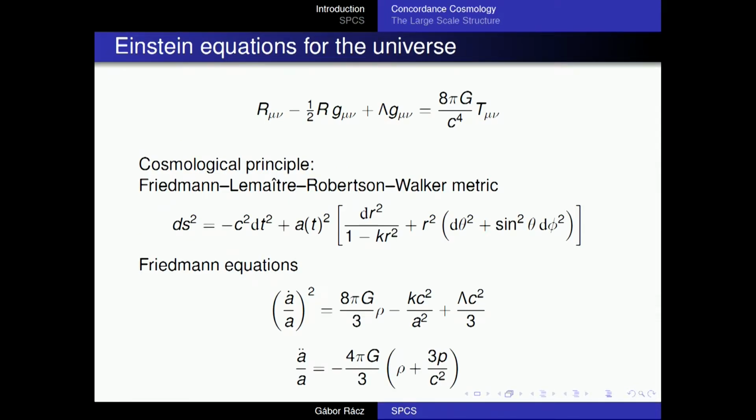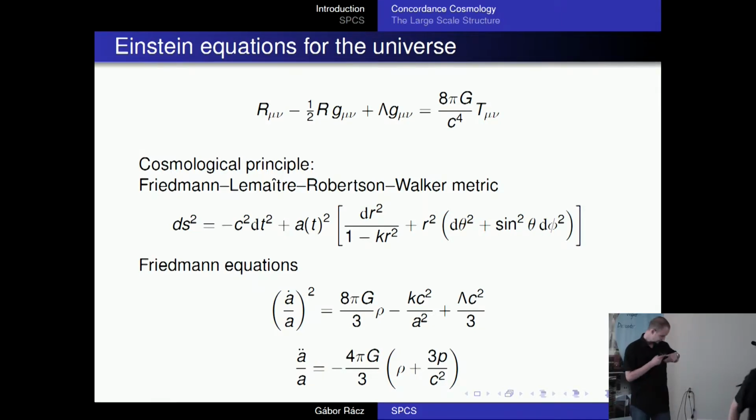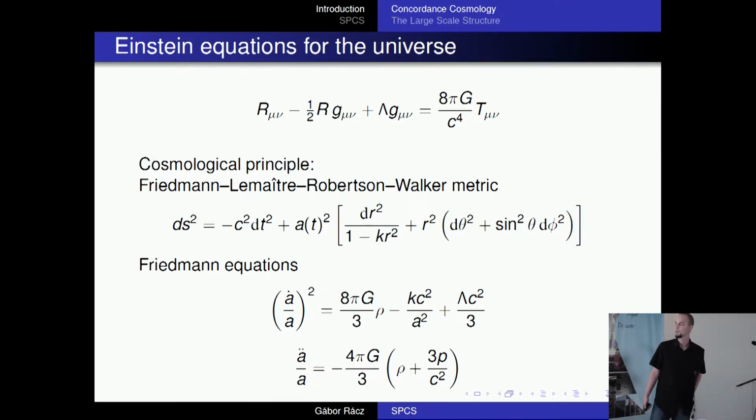So if you want to do cosmology, we should start with general relativity and the Einstein equations. These equations connect the stress-energy tensor of the matter with the geometry of the space-time. And the cosmological principle says that the universe on large scales is homogeneous and isotropic, so we should use a homogeneous and isotropic metric. This is the Friedmann-Robertson-Walker metric.